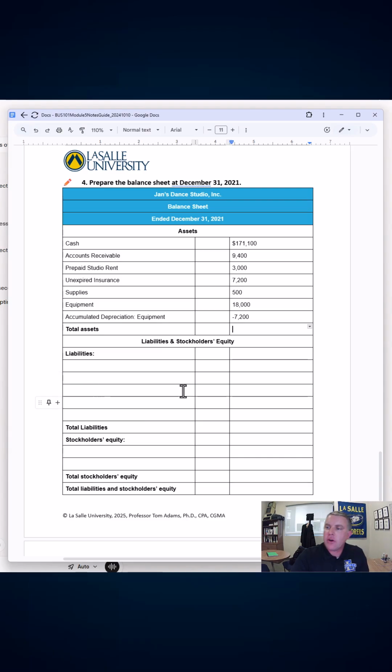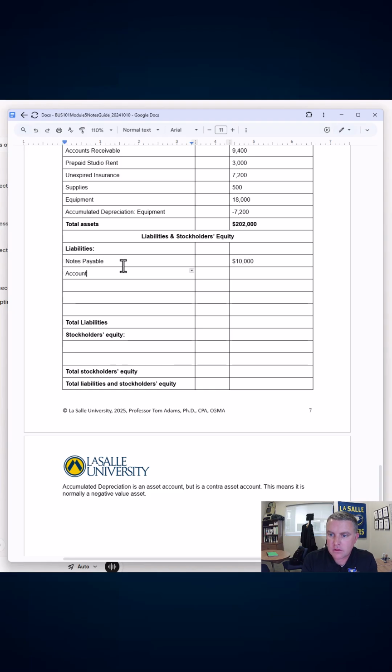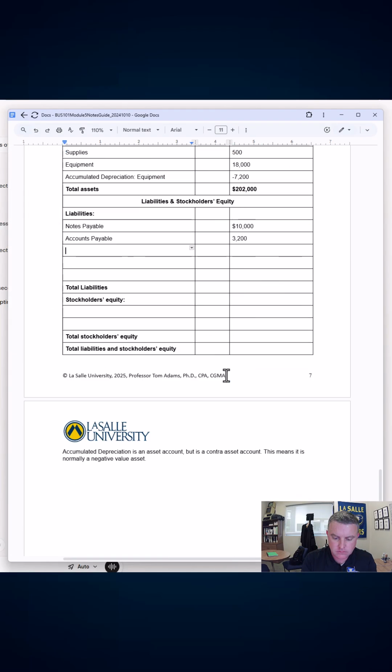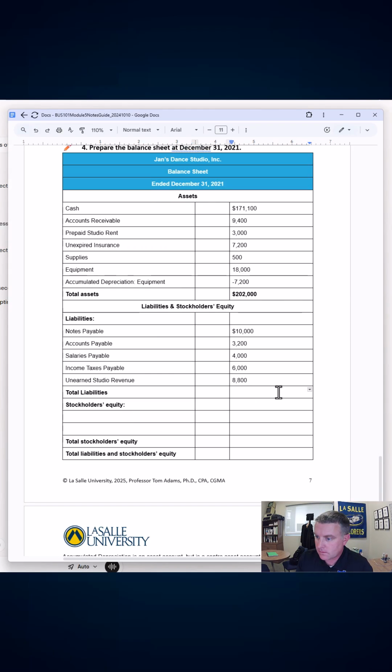All right, so I filled in all of my asset accounts, and when I total these up, I get 202,000. Notice that accumulated depreciation, I said at the top of this video, is a contra asset account. It's in the asset section and it has a negative balance. All right, let's move on to liabilities. All right, so I've added all my liabilities. They total up to 32,000.